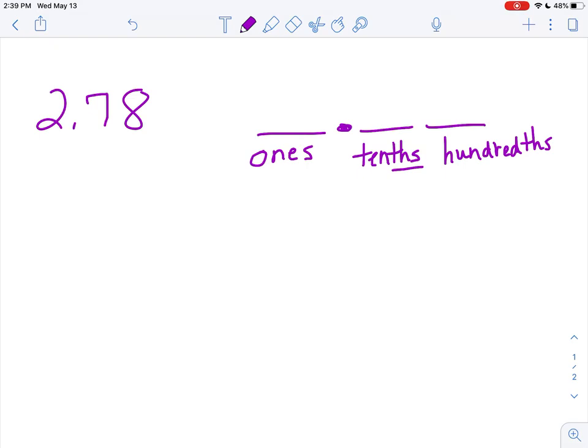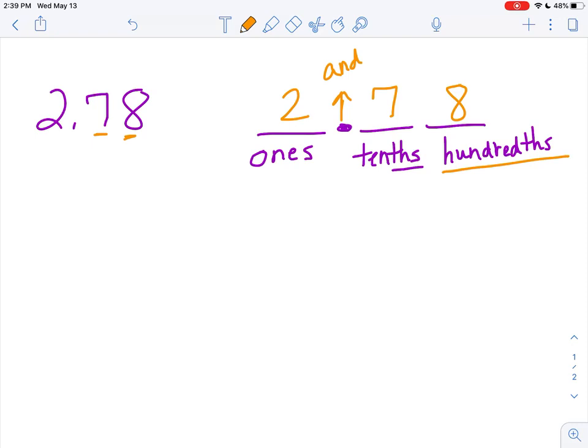So if I have a 2 in the ones, hold on, I'm going to change colors. If I put my 2 in the ones, my 7 is in the tenths, and what goes in the hundredths? 8. Now look how easy it is to read. I would read it 2. Remind me, what does our decimal say? Great, it says and. So here we have 2 and 78, and then what's the last place it's in? Hundredths. So it's 2 and 78 hundredths.